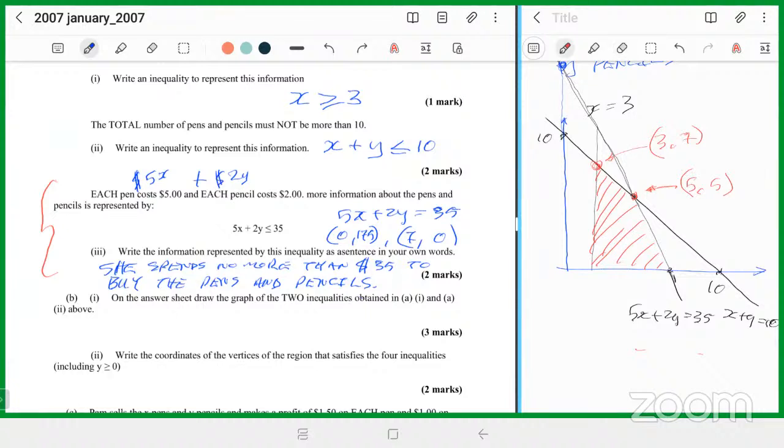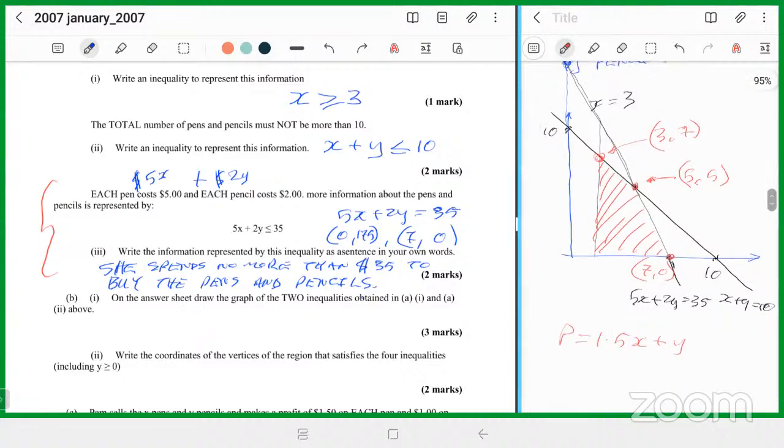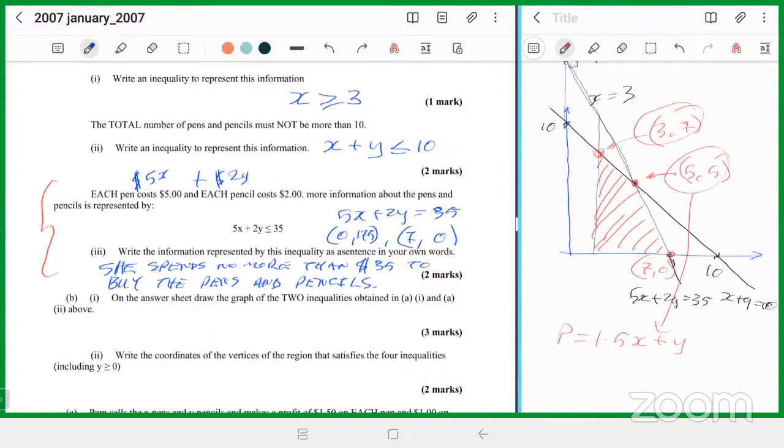And then now your maximum profit. You might have to test this point as well. That point we said was 7, 0. So to work out the maximum profit, which was P equals 1.5x plus y, as in the question, you plug these values into this equation to see which one comes out the maximum. You plug in the 3 of them and see which one comes out to be a maximum. Might actually be this one down here. I don't know, so you can work them out.